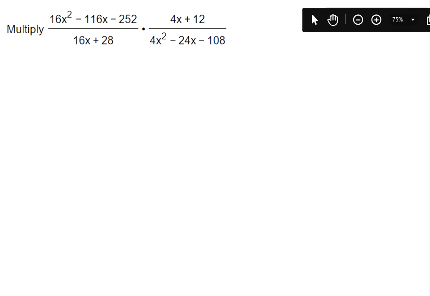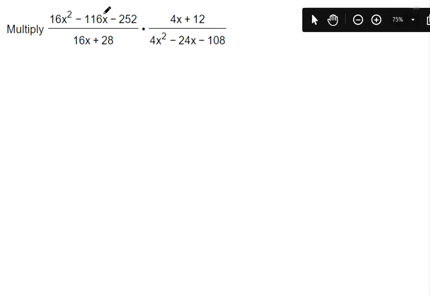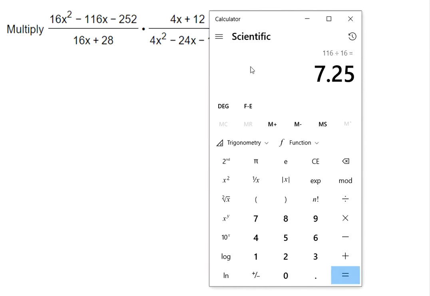So when you're trying to multiply something complicated like this, where there's lots of x's floating around, it's probably best to factor as much as you can. So let's start with the top left over here. I want to see, maybe I'll get lucky, maybe I can take a 16 out of all these numbers. So 116, can I divide that by 16? Nah, I can't evenly. So it's a good idea, it didn't work out.